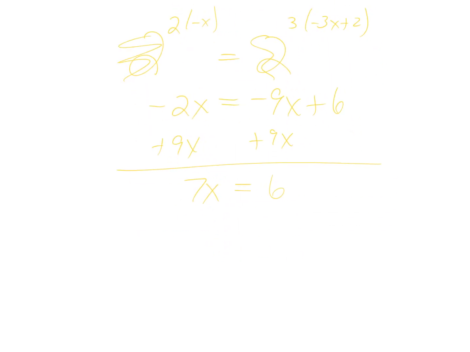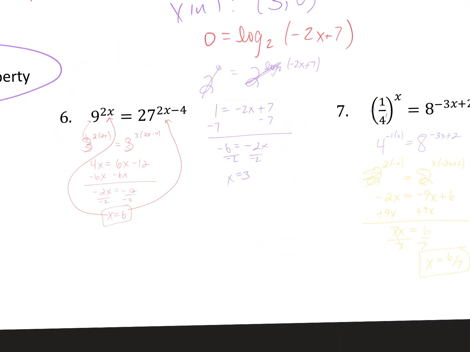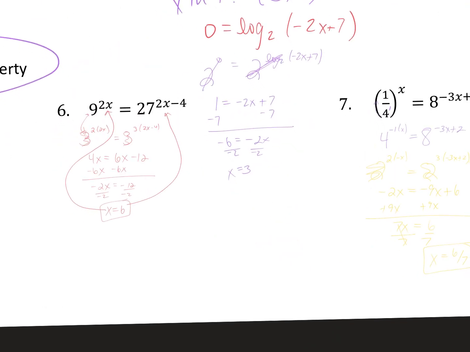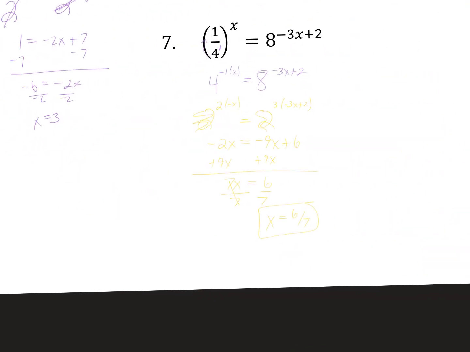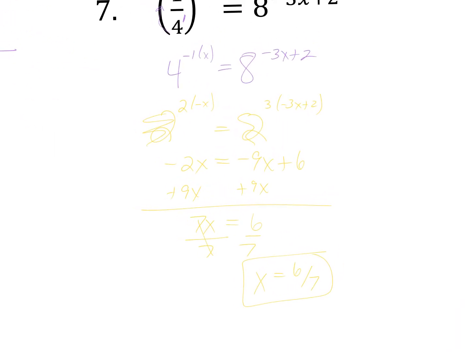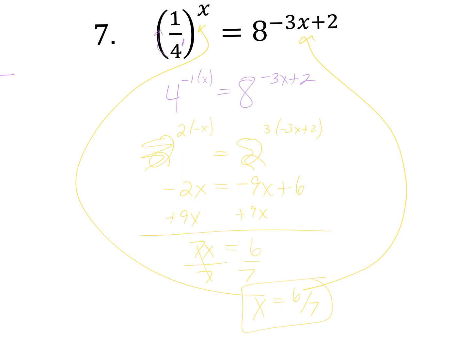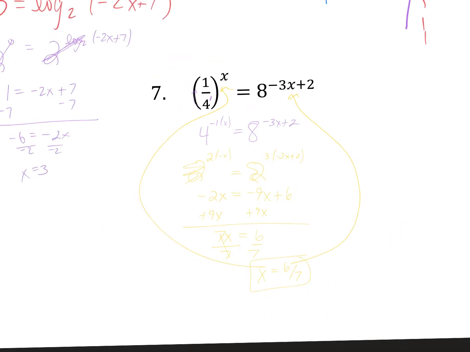Then do what? Divide by 7, and x equals 6/7. Well, that's an interesting coincidence. And now what can I do with this number? I can plug it back in. Is it the easiest thing in the world to plug back in? No, but you guys can do it.